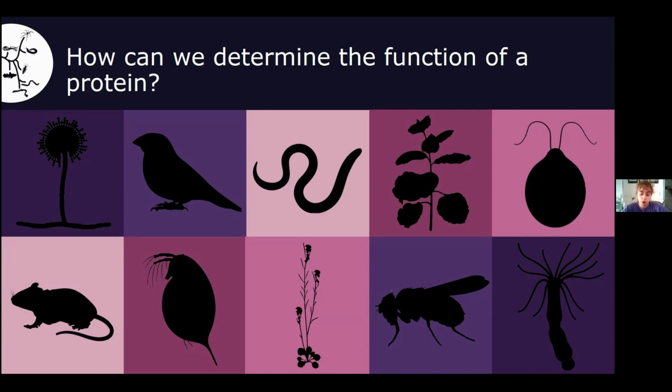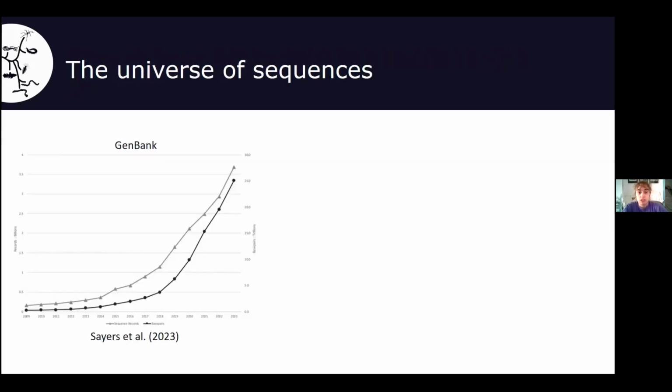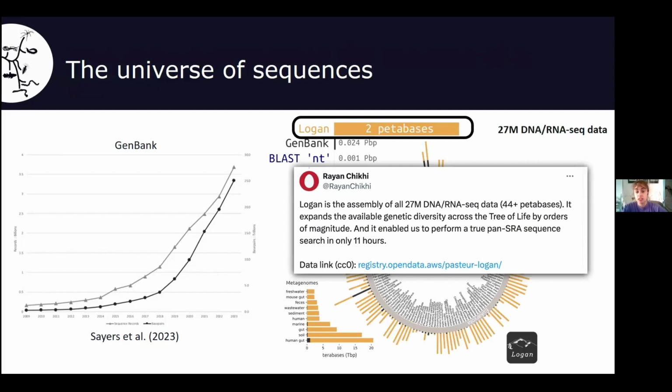And so for the rest of the proteins, the majority of them, the number of sequences that exist in the public databases is growing. For example, on the left, you have the number of proteins in GenBank per year, which is exponentially increasing, but also there have been recent new databases like Logan here on the right, that has 2 petabases of data, including the assembled metagenomes across different environments and across the whole tree of life.